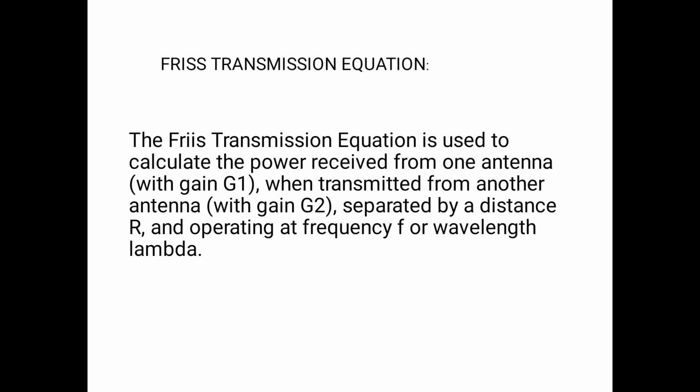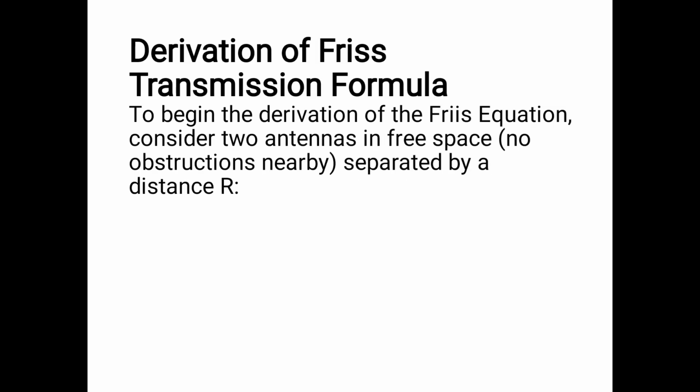Friis transmission equation. The Friis transmission equation is used to calculate the power received from one antenna with gain G1 when transmitted from another antenna separated by a distance r and operating at frequency f or wavelength lambda. Derivation of Friis transmission formula.